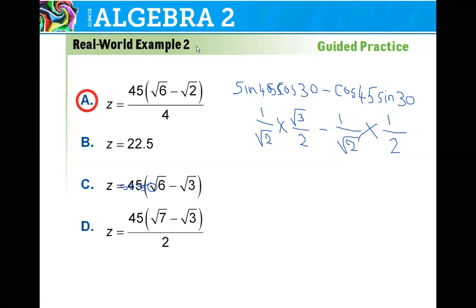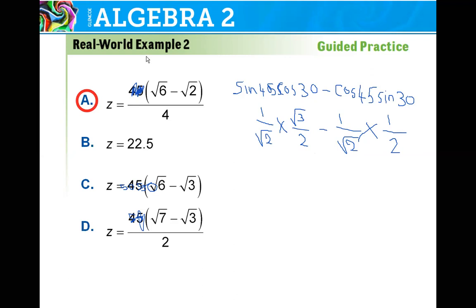Okay, this is the answer, but we just need to remove this. There is no 45 here. So the answer is letter A. So just substitute by sine 45 cosine 30 minus cosine 45 sine 30. Get the result of each one, and then substitute. You will get the result.